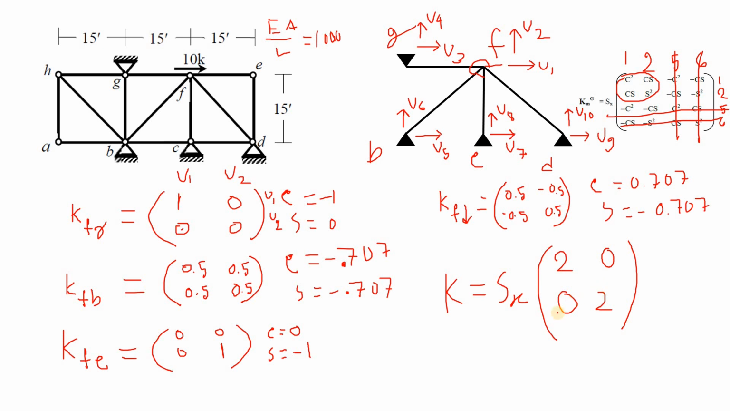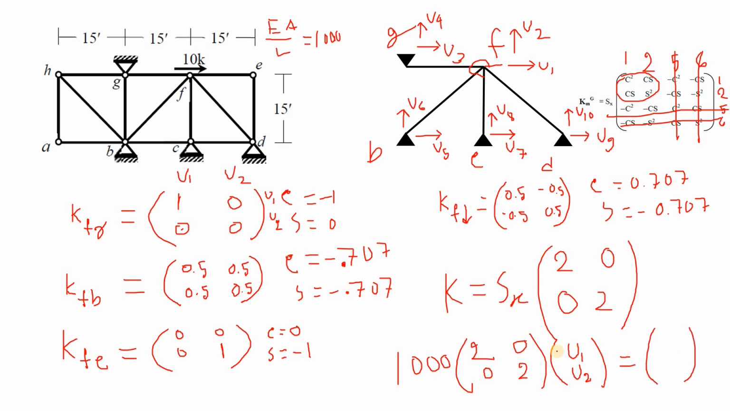Now, if we just formulate the whole thing, we know the value of Sx to be 1000. So if we formulate the whole thing, we're going to end up with something like this. And we also know that at F, the position F, there is a horizontal force of 10 kgs. Alright, so the final equation is going to be something like this: 1000 times the matrix 2, 0, 0, 2, along with u1, u2 equals the force vectors.